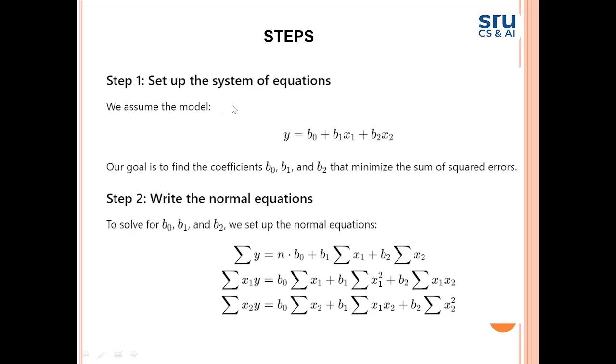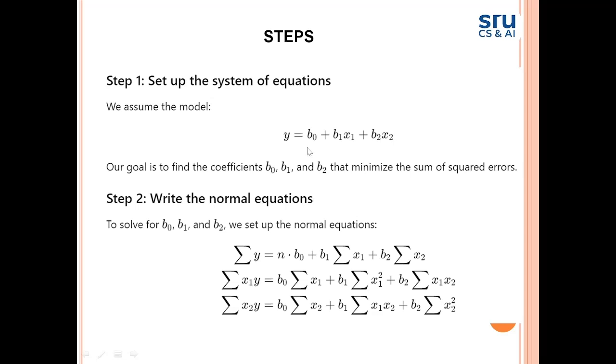Now set up a system of equations. We assume the model as y is equal to b naught plus b1 into x1 plus b2 into x2. Our main goal is to find the coefficients beta naught, b1 and b2 that minimize the sum of squared errors. So in step 2, we have to write the normal equations in order to solve for beta naught, beta 1 and beta 2.